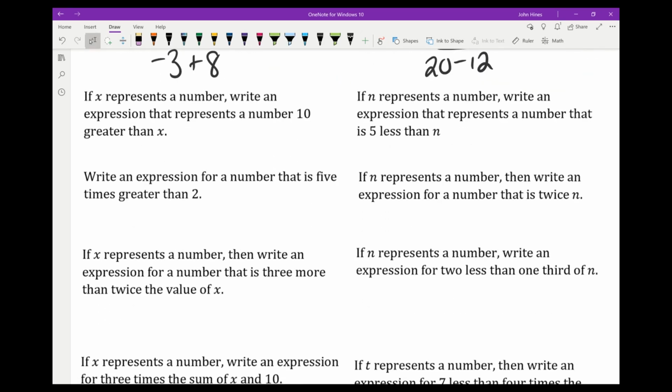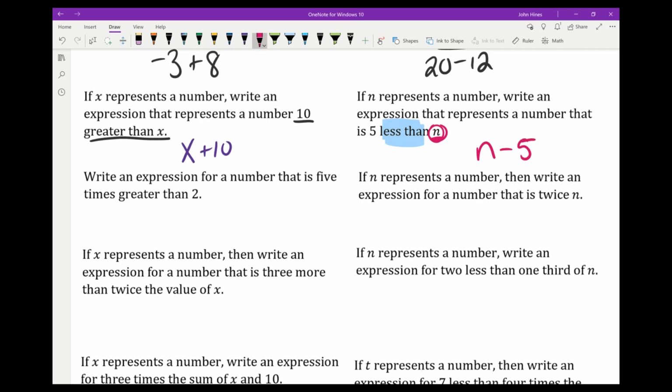If x represents a number, write an expression for a number 10 greater than x. So again, who am I greater than? I'm starting at x. X is the first thing I'm starting at, and I want to be 10 greater than that, so I'm going to add 10. If n represents a number, write an expression that represents 5 less than. Warning. We're starting with n. 5 less than this. So this is where I'm starting, and I want to be 5 less than it.